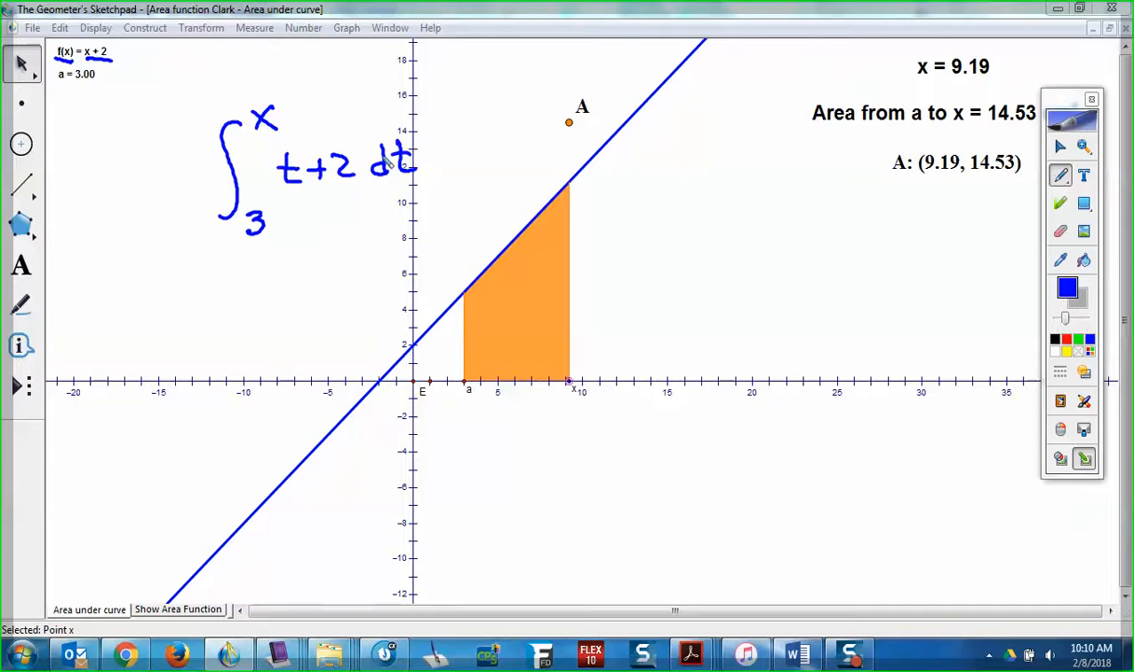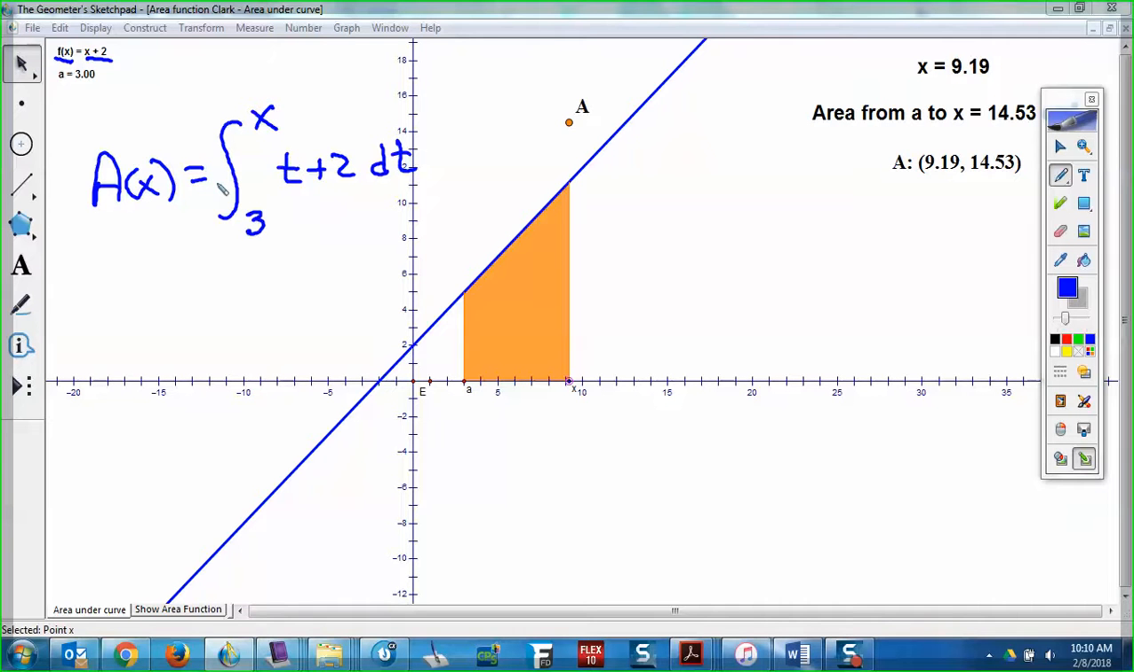Matter of fact, I've seen that on the AP test in a multiple choice question. Here's what I would be calling this. I would call this A of x. Okay, so I'll get to your question in a second. So I would call this A of x. So let's say I ask you to find A of 4. If I ask you to find A of 4, where would you put a 4? Well, right there. And where else? Right there. So if I ask you to find A of 4, I'm asking you to find what? The area from 3 to 4, right? So if I say find A of 4, we want to put a 4 there, we put a 4 there.